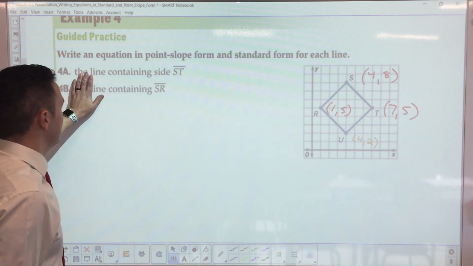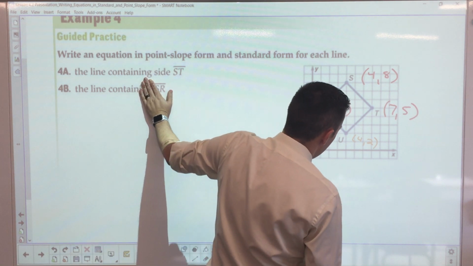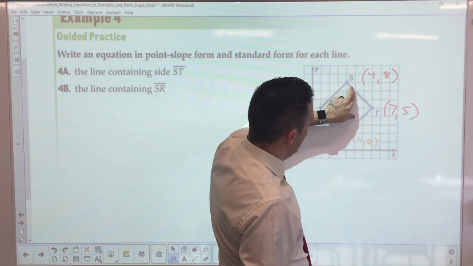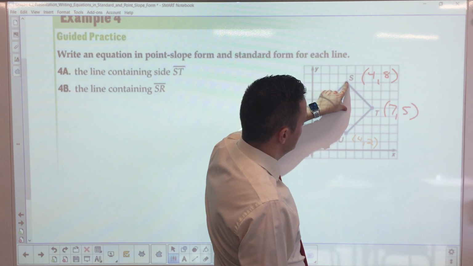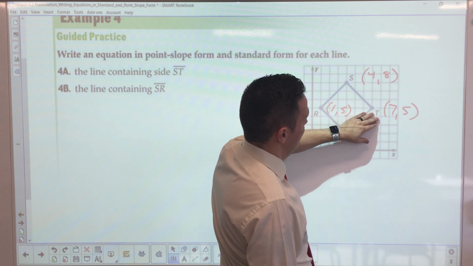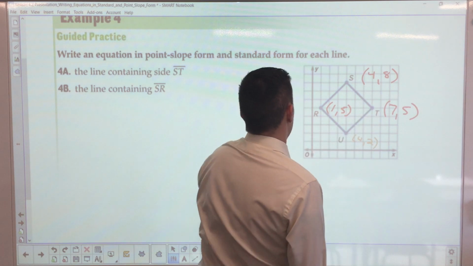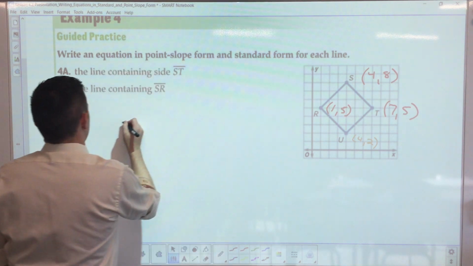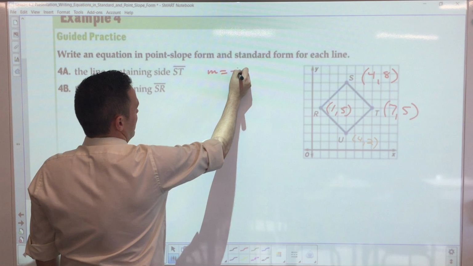So now I have to get the equation for the line containing S and T. I'm going to skip the slope calculation because, check this out. What do you think the slope of this is? If you look at this line, it's negative because it's going down, and it's 1 over, 1 down. So the slope is negative 1. M equals negative 1.